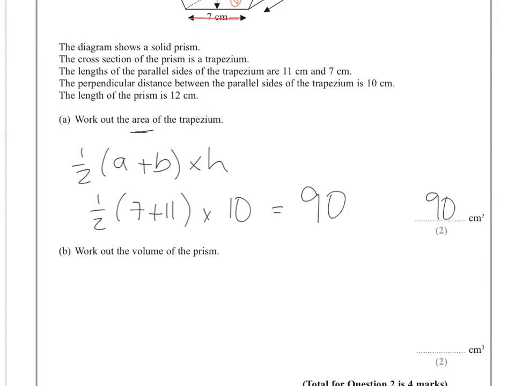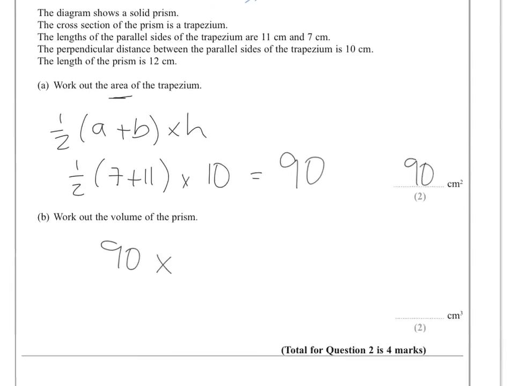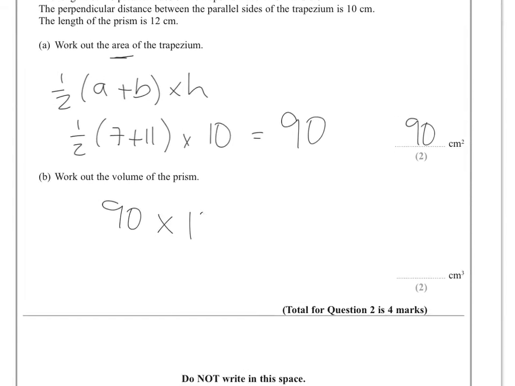So now calculating the volume of the prism, well, we know that the cross-sectional area is 90. The volume of a prism is cross-sectional area times the length. So it'll be 90 times the length being this value here, 12. So 90 times 12, which equals 1080.